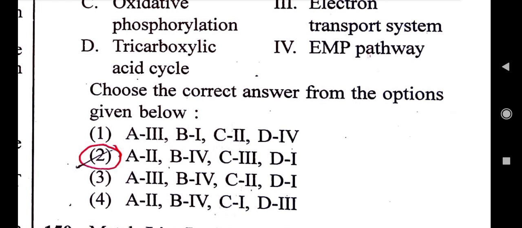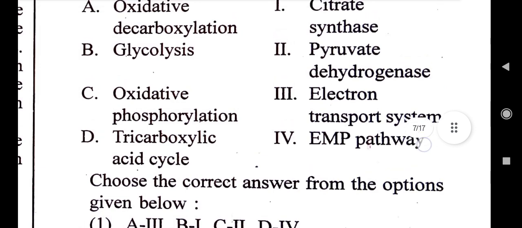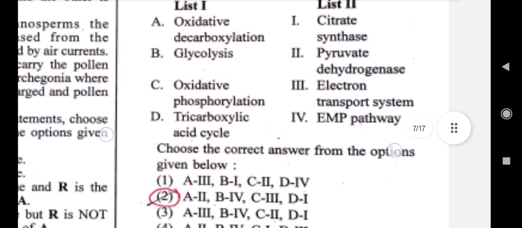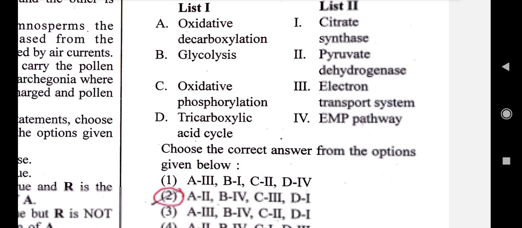A to 2, B to 4, C to 3, D to 1. You have to match and write the answer. Option A, oxidative decarboxylation, is matched with pyruvate dehydrogenase. Option B, glycolysis, will be matched with option 4, EMP pathway. Option C, oxidative phosphorylation, will be matched with 3, electron transport system. Option D, tricarboxylic acid cycle, will be matched with 1, citrate synthesis. Okay dear students, option 2 is the correct option.